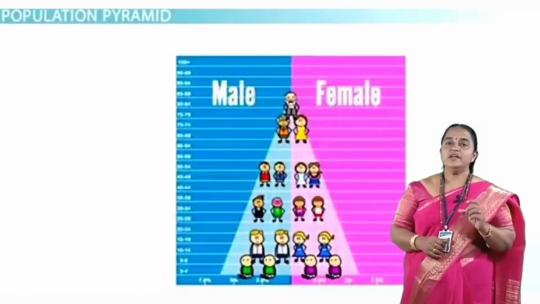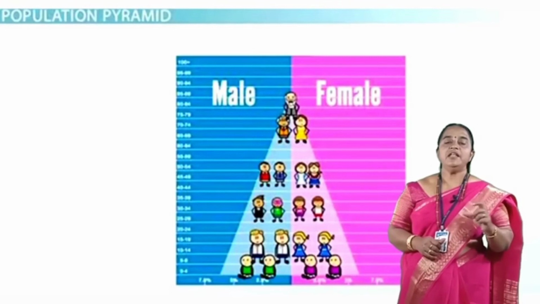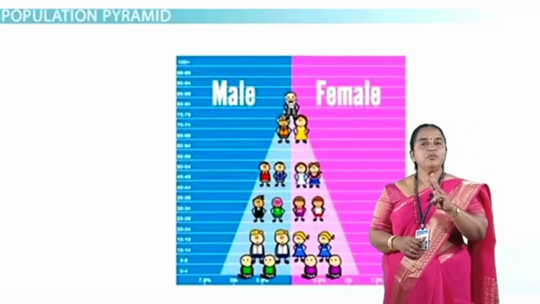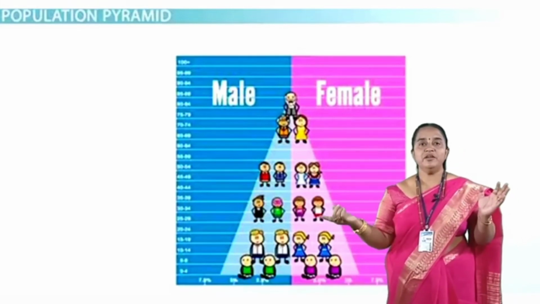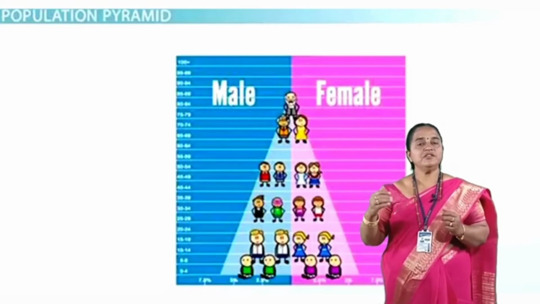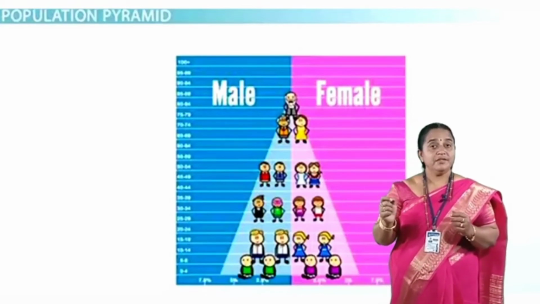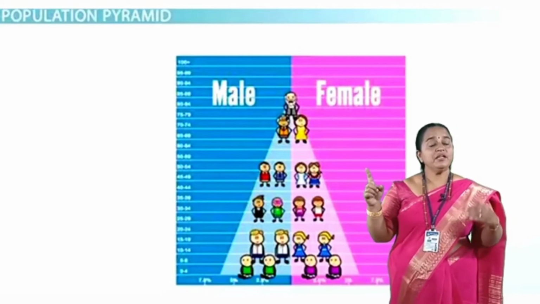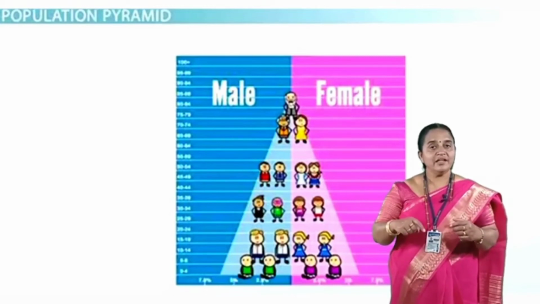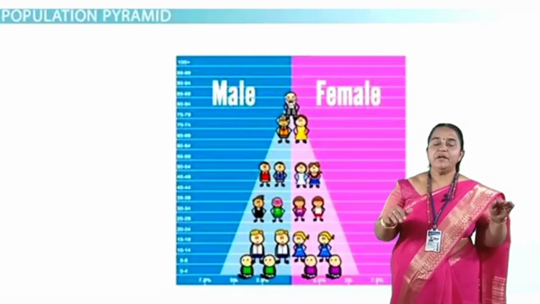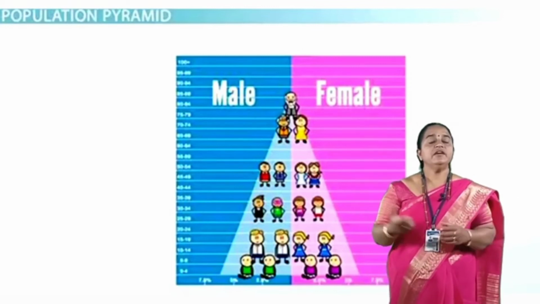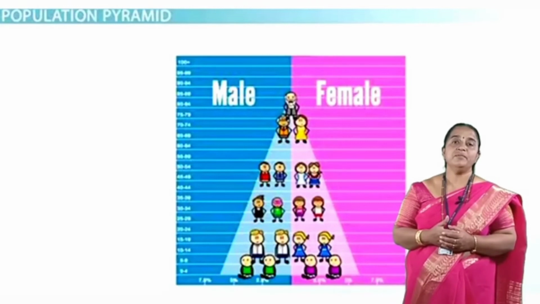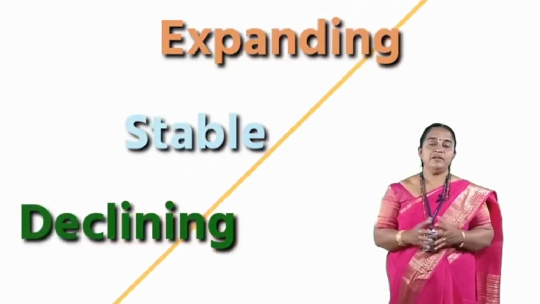Now here, using pyramids, we need to explain 3 conditions of the population density. If pre-reproductive number is more than post-reproductive, in future this population is expanding. If post-reproductive number is more than pre-reproductive, this population is declining. And if the pre-reproductive, reproductive and post-reproductive are at the optimum level, we consider the population stable. So 3 types of population we can see: expanding, declining or stable.